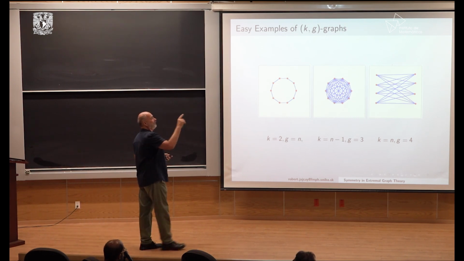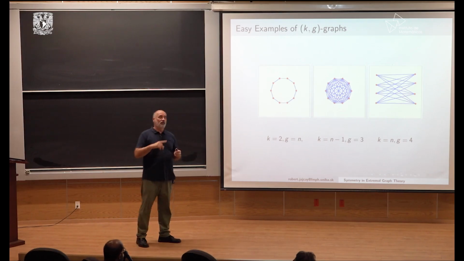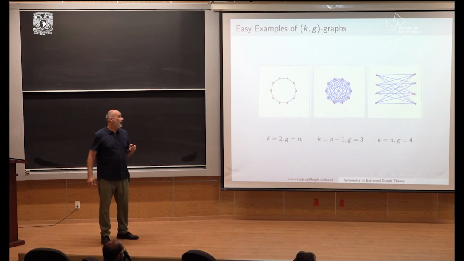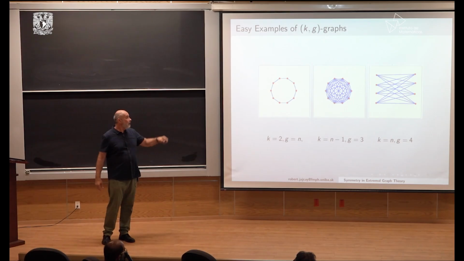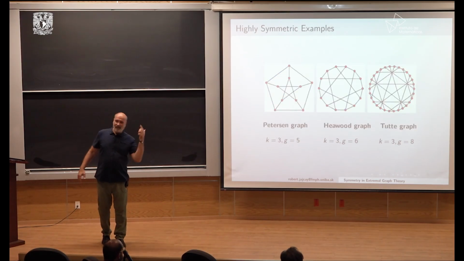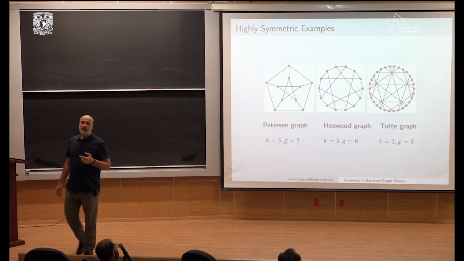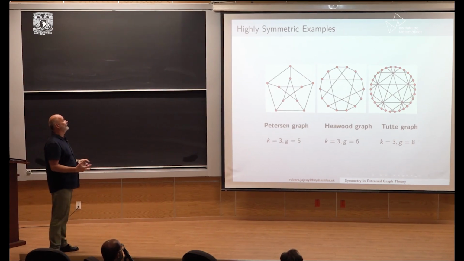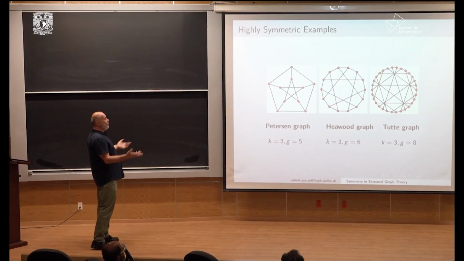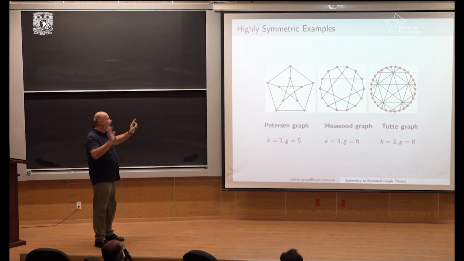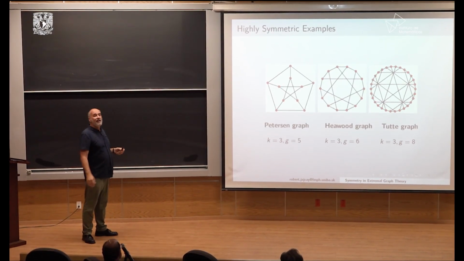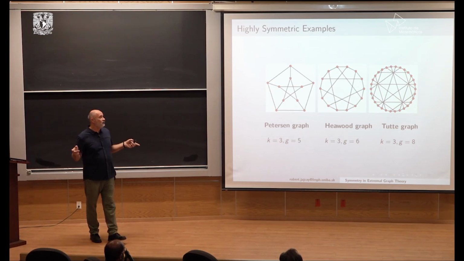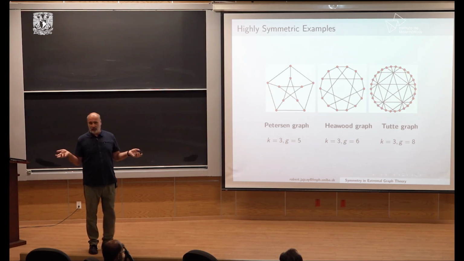And similarly, if you want your girth to be 4, which is an even number, you take a complete bipartite graph. All right. Now, these are the more interesting examples because they're highly symmetric. So that's what I'm interested in. And so, 3 examples. I'm not drawing any conclusions yet. At this moment, you're supposed to just realize how beautiful the examples are, yeah?